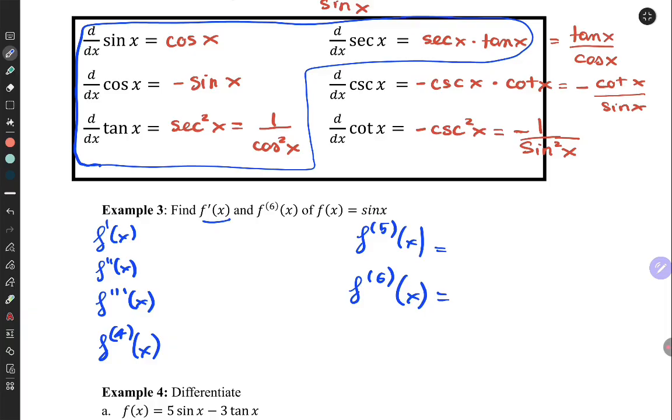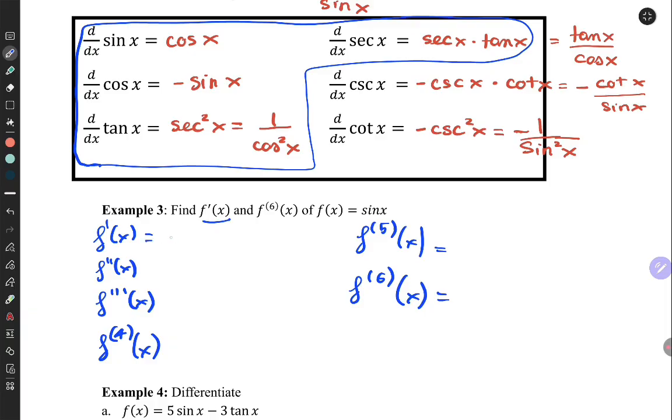I actually started finding the derivative of sine, so I got that the derivative of sine is cosine x. And the sixth one is negative sine x, right? Negative sine x. Just flip back and forth, but you have to be a little bit careful with the negative sign.